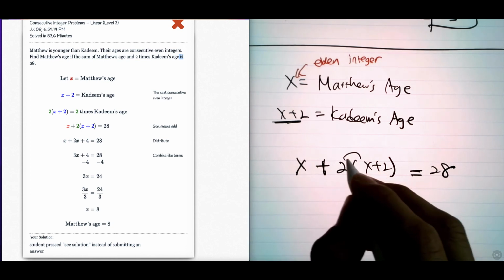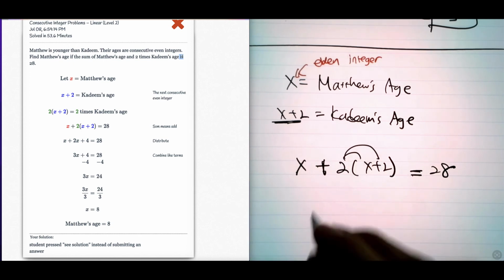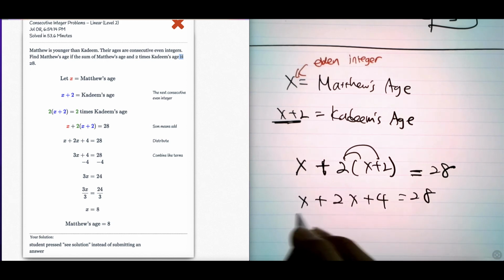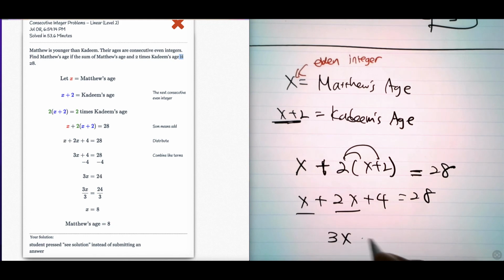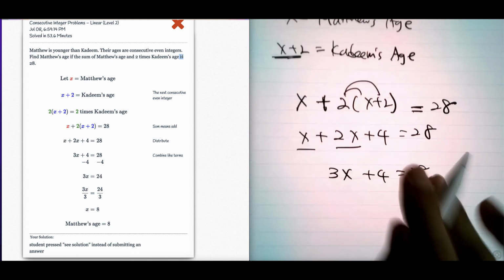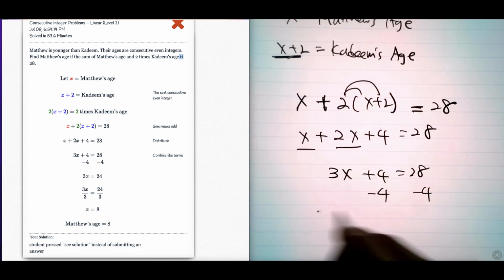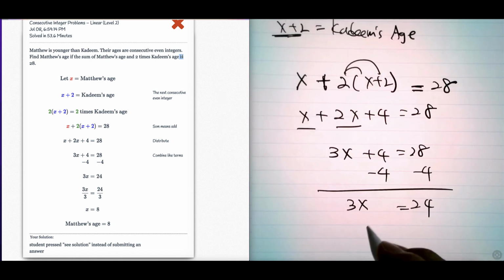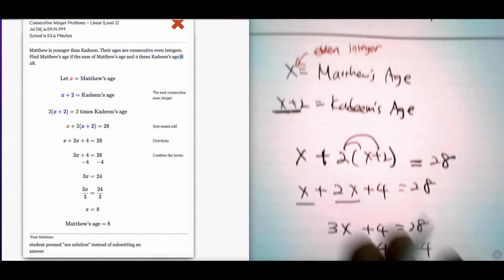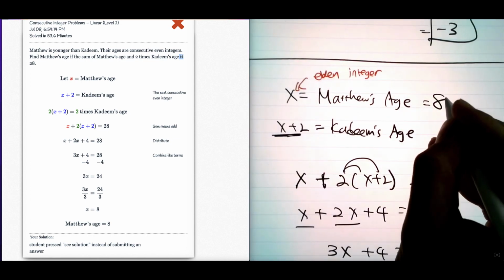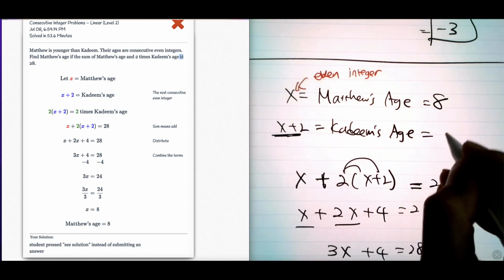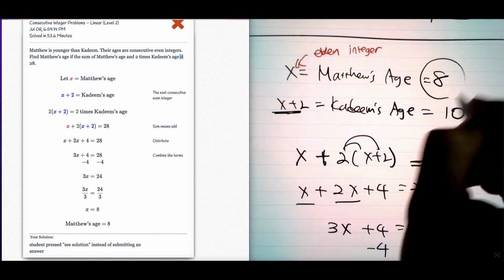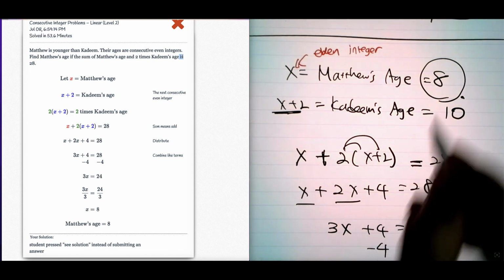And just like we did in the last problem, we use the distributive property so that we can combine the like terms. You combine x and 2x, it's 3x, and we subtract 4 so that all the numbers are collected on the right side. You get 24, x equals 8. So what x represents is Matthew's age, and Kadim's age is 8 plus 2, which is 10. It asks for Matthew's age, therefore the answer is 8.